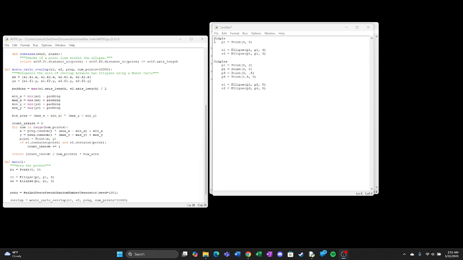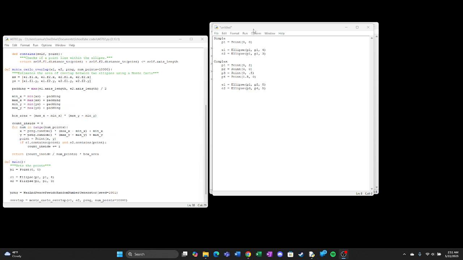This is my presentation of the Eclipse Monte Carlo code. So these are the shapes that I used essentially. For the simple one, I have two circles overlapping that have different diameters on the origin, and for the complex one, I have two different ellipses.